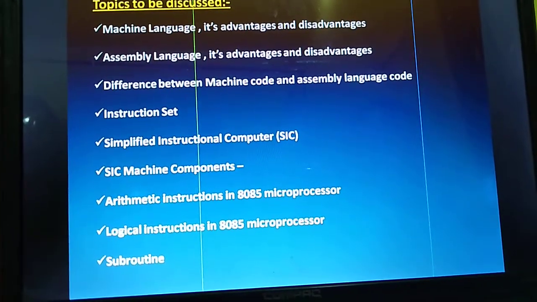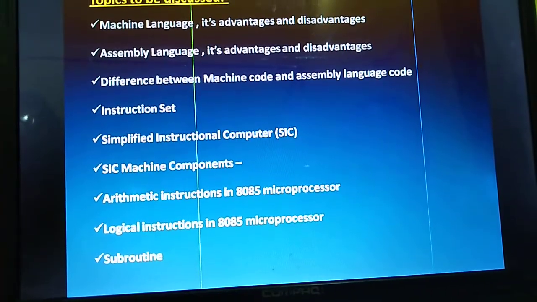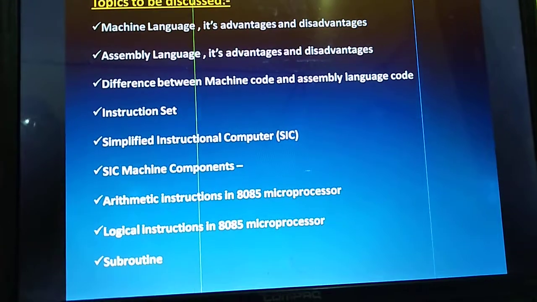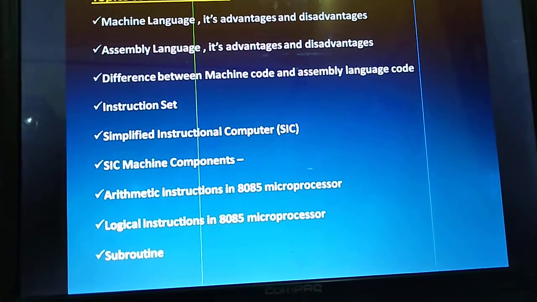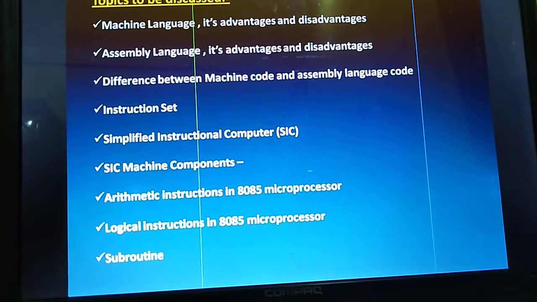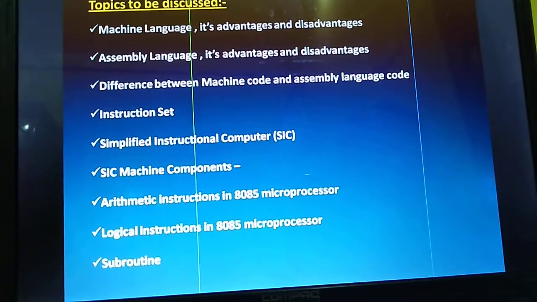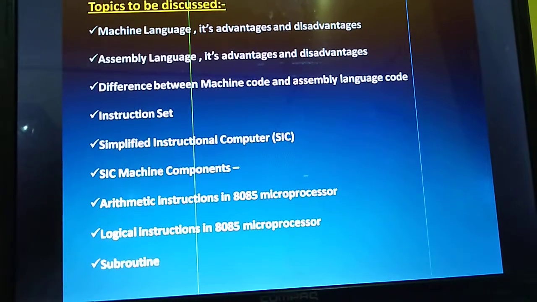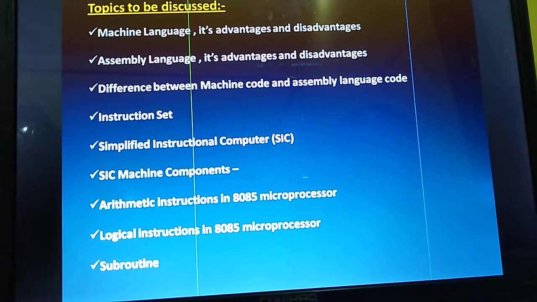I would like to make one thing clear, that why I have taken it as 8085 microprocessor. We are going to learn about the instruction set. Means you have to write the programming depending on any specific microprocessor. So it is not clearly mentioned, so I have taken 8085 as the microprocessor.